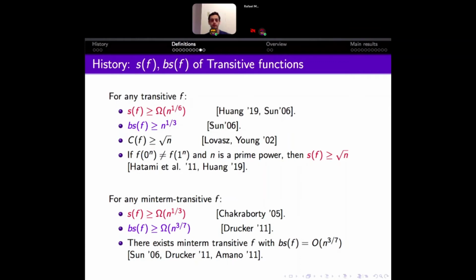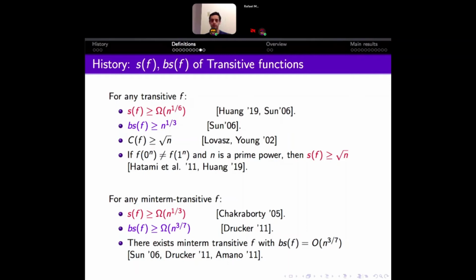Then a paper due to Sun proves that block sensitivity is at least n to the 1/3 for transitive functions. We also know that certificate complexity is at least square root n, due to Lovász and Young, who had some notes saying this for transitive functions. And then finally, under the additional condition that the function does not agree on the all 0 input and the all 1s input, and also if n is a prime power, then the sensitivity is at least square root n. This follows due to a remark in the survey by Hatami et al.